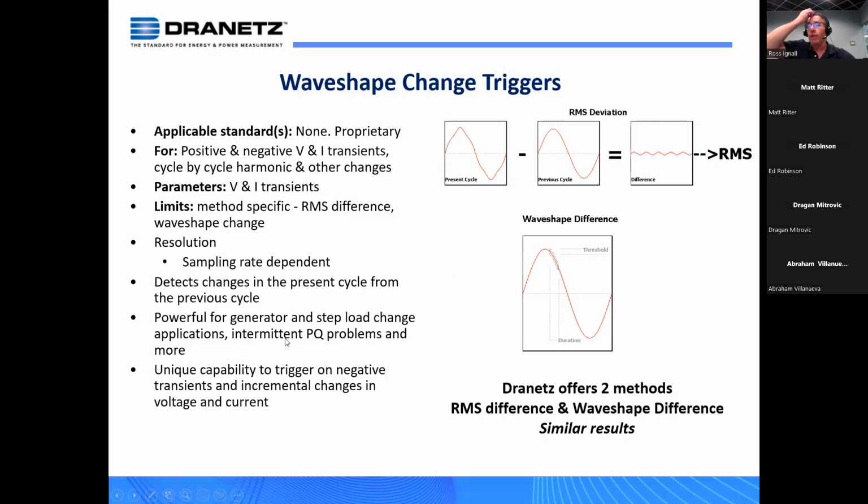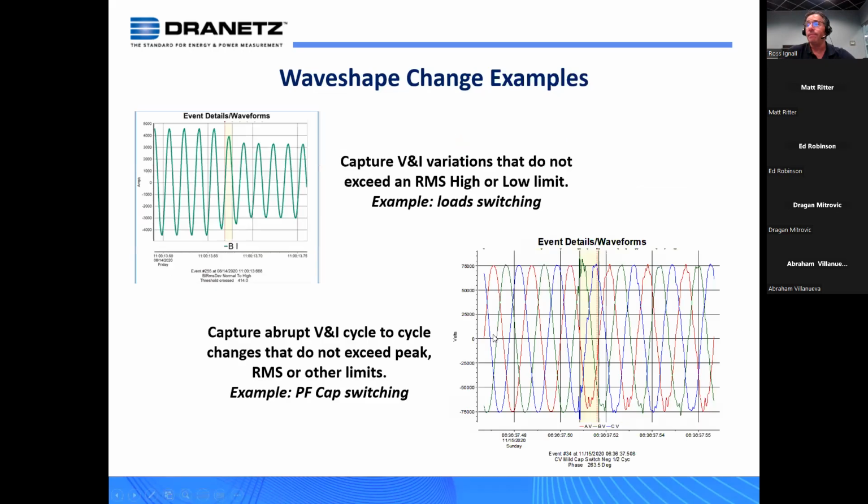Extremely powerful for those generators and step load tests and power factor correction capabilities. And really the unique capability is triggering on negative transients and incremental changes in voltage and current. So these are things that are not going to change the RMS of the wave shape. It's not things that are going to really be peak detected because we have other methods for that. These are things that are subtle changes, but also negative going changes. They could be abrupt, but again, it doesn't change the RMS and it can't be measured with a peak. So these wave shape changes are extremely powerful when it comes to that.